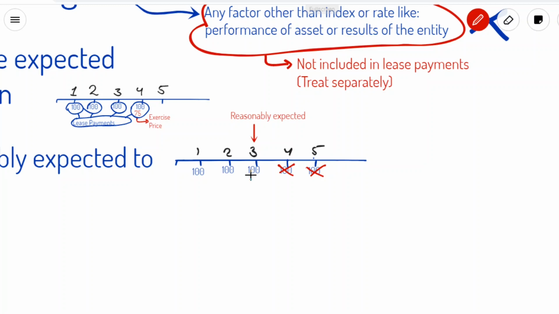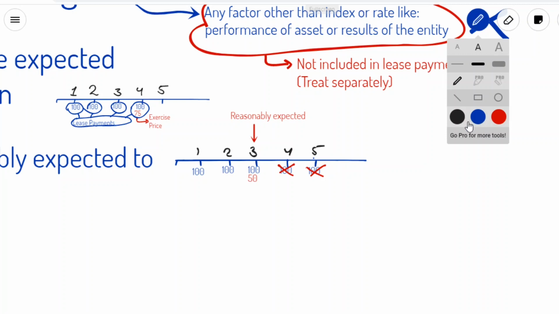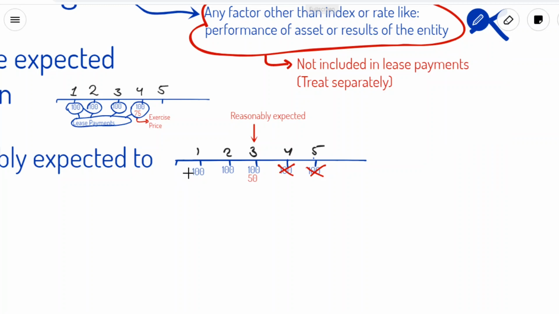But if to exercise that option, the lessee will have to pay some penalty, and obviously we are determining the lease term as 3 years because we are expecting that the lessee will reasonably terminate the lease at that point in time, in that case, we should also expect that those penalties will also be paid because they are part and parcel of the same term which allows the lessee to terminate the lease. So those termination payments, those penalties for terminating the lease, are also part of the lease payments.